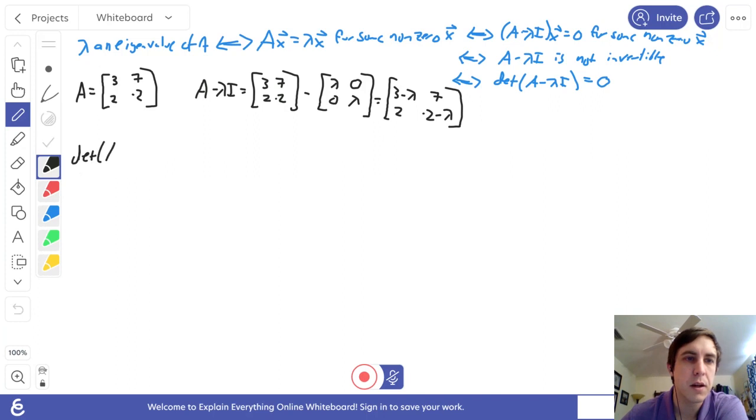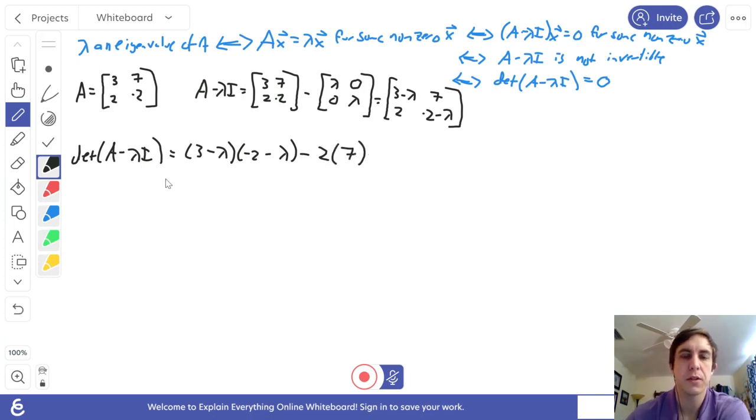So to compute the determinant of A minus lambda I, we're now doing the determinant of a 2 by 2 matrix. So we'll multiply our diagonal entries, 3 minus lambda times negative 2 minus lambda here. We'll subtract off 2 times 7, our anti-diagonal entries. So now we just need to do a little bit of manipulation and then find the roots of this polynomial, which is quadratic in lambda.